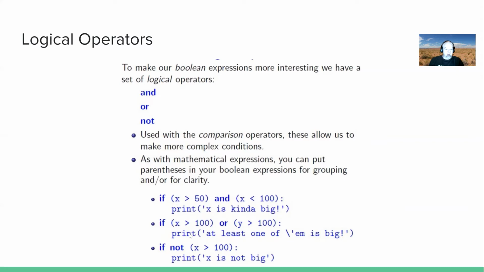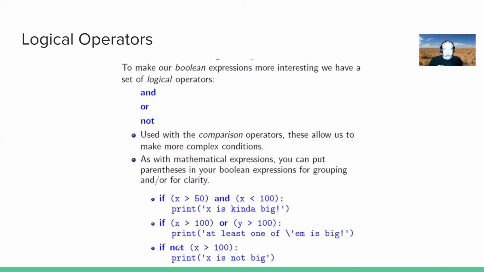Or is different in the sense where, again, it would evaluate whether this is true. It would evaluate whether this is true, and it only needs one of them to be true, right? So if this one is true, or if this one is true, then it will print this. This could be true and false. This could be false and true, or both could be true. All of those would return a true for this or operator, right?